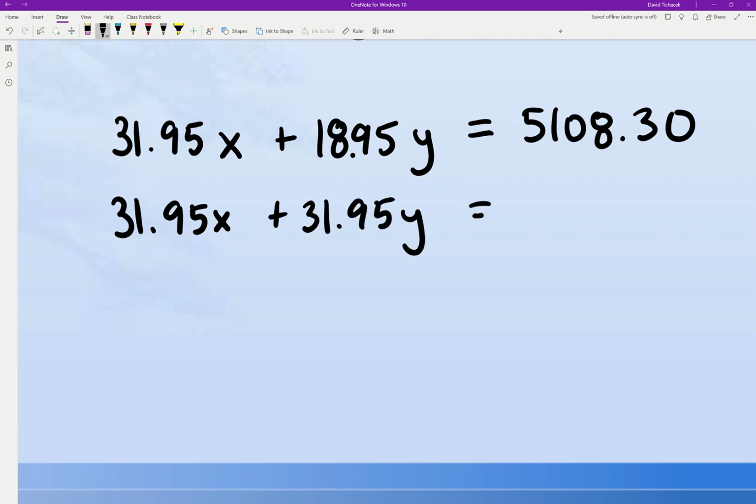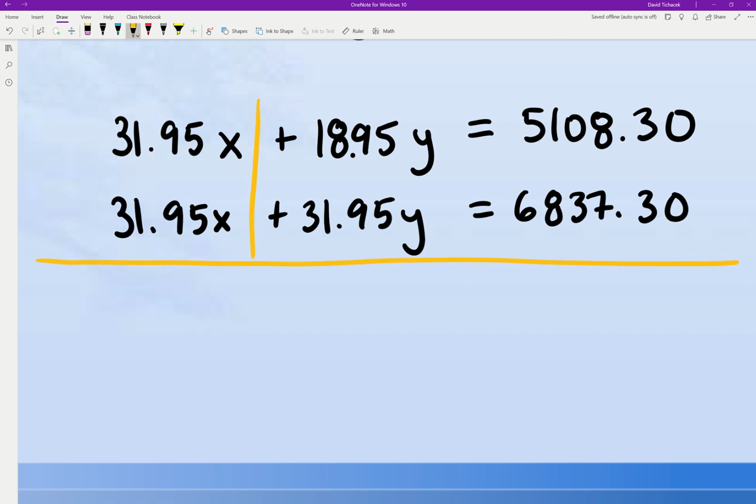31.95y, and that is going to be equal to 214 times 31.95, and I'll do the math on that for you just to save time. That'll be $6,837.30, okay? And so I just lined up both of my equations here. I'm nice and lined up, and I'm ready to go. I'm going to go ahead and subtract these equations, and that is going to eliminate my x column, and we're just going to go ahead and do all the other columns here and get our y solved for.